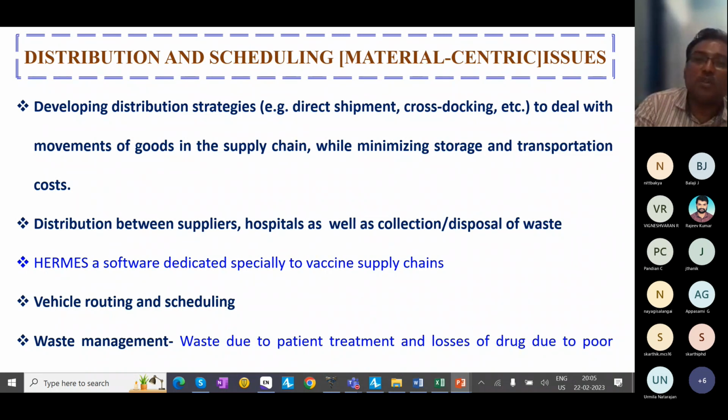What is the idea here? You need to minimize the storage cost. You can analyze when direct shipment is better and when cross docking is better. So this kind of analysis we can do. You can build a lot of optimization models here, and for distribution between suppliers and hospital.